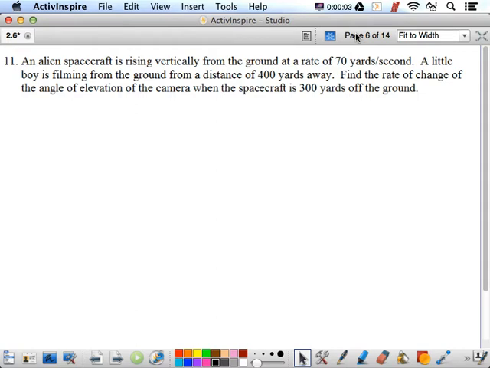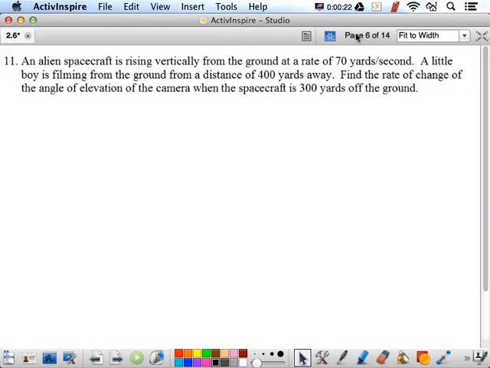So we have an alien spacecraft, and it is rising vertically from the ground at a rate of 70 yards per second. There's a little boy filming from the ground from a distance of 400 yards away. And we want to find the rate of change of the angle of elevation of his camera when the spacecraft is 300 yards off the ground.